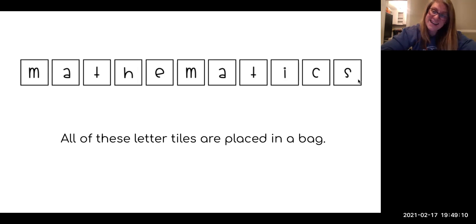What would be an impossible outcome? An impossible outcome would be drawing the letter Q. What about a certain outcome? We could say a certain outcome could be drawing a lowercase letter. A certain outcome could be drawing a letter. A certain outcome could be drawing a letter in the word mathematics.